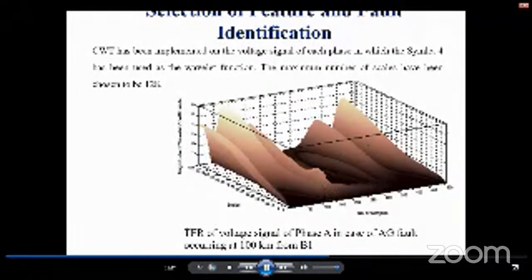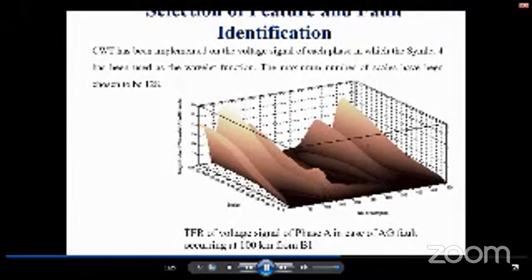Here CWT, continuous wavelet transform, has been implemented on the voltage signal of each phase, in which a Symlet wavelet has been used as the wavelet function. The maximum number of scales has been chosen to be 128. It can be increased if you want, but it was seen that after increasing the maximum number of scales beyond a certain limit, the values of the coefficients do not change.